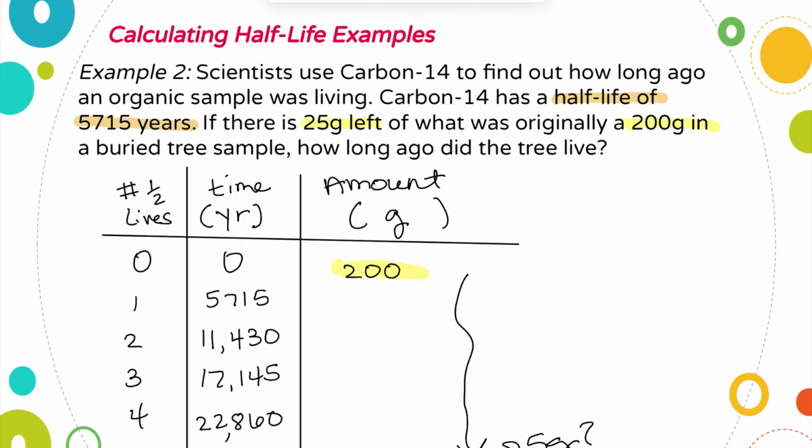And so we know if we're starting with 200 grams, after 1 half-life, I'm going to take that number and divide it by 2. After 1 half-life, 100 grams is going to remain. So it had to be longer than 1 half-life. Let's go through another half-life. Well, we have 100. If we divide that by 2, 100 divided by 2 is 50.